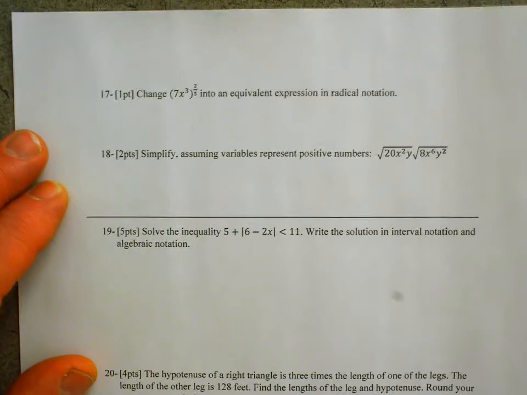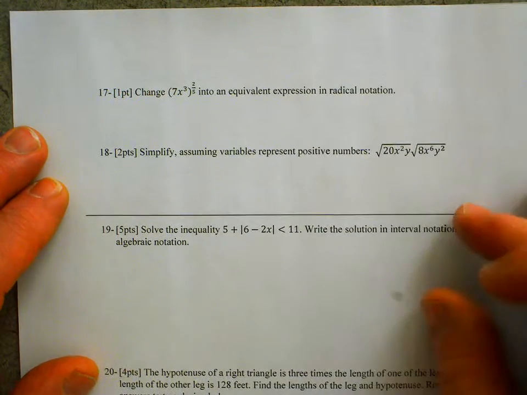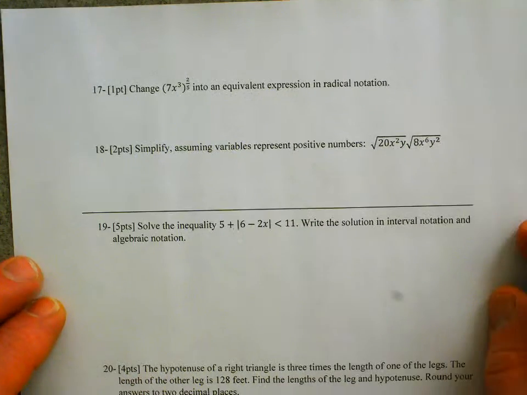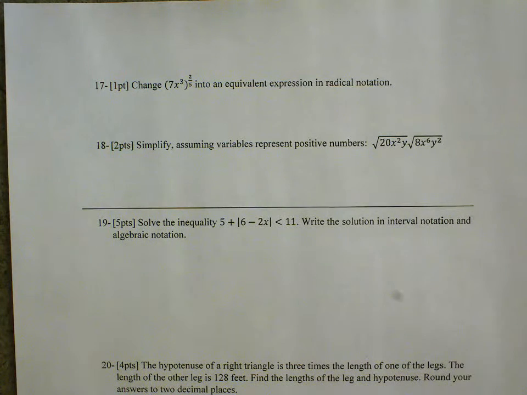Okay, let's start the next page. Okay, number 17. Change 7x to the third to the exponent 2/5 into an equivalent expression in radical notation.